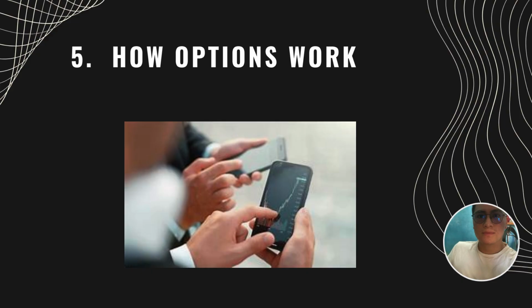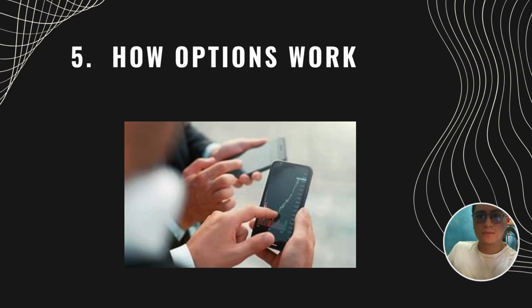In exchange for this right, the buyer pays an amount called the premium to the seller of the option. The seller assumes the obligation to fulfill the contract if the buyer decides to exercise it. The underlying asset may be a stock or stock index, a currency, an interest rate, or a commodity. There are two main types of options: call options and put options.